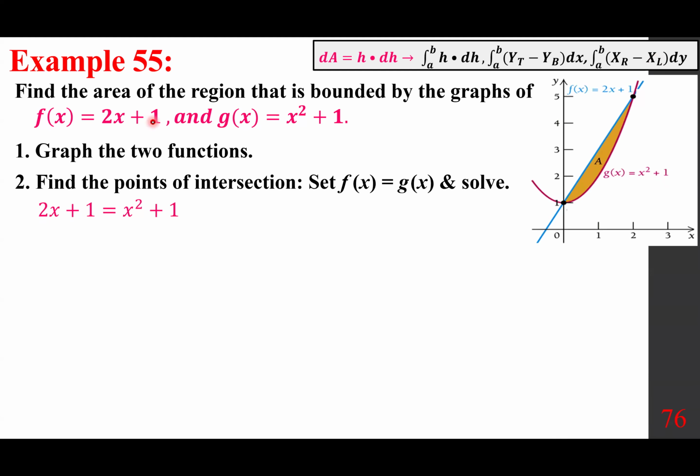And I can get rid of the 1 and x squared minus 2x. I factor the x out. And x is either 0 or 2. So 0. If I put the 0 here, I get 1. If I put 2 here, I get 5. So those are points of intersection, and I can double check with this guy too.